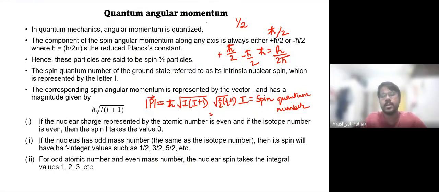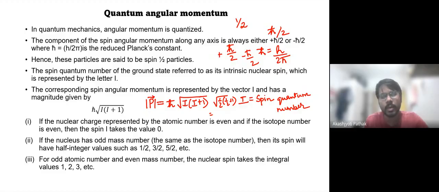So as the nucleus has a spin, it is also associated with a spin angular momentum. This spin angular momentum has a direction; it is a vector quantity. The direction is provided by the right hand thumb rule, where the direction of the thumb provides the direction of the spin angular momentum, and the magnitude is given by this expression, h by 2π root I(I+1).